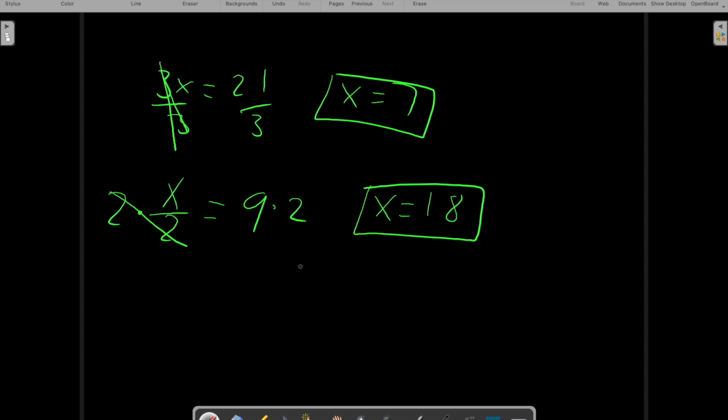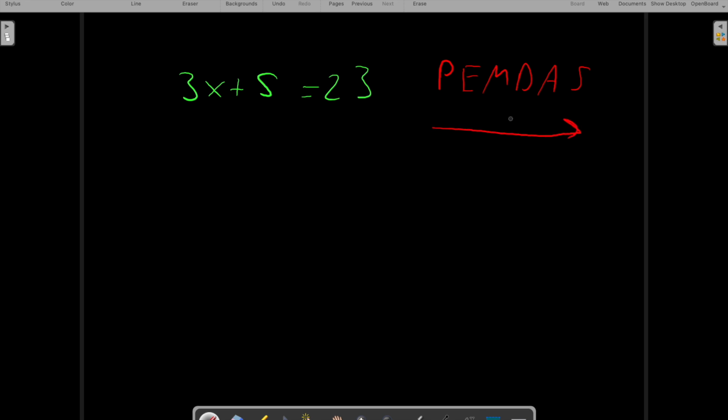Now, just to do one last example, if we had a two-step problem, like maybe 3x plus 5 equals 23, the order that we do this in matters. So we need to remember order of operations, which was, of course, PEMDAS, right? If you're evaluating, you do it that way. But if you are solving, you do it that way. You do it backwards.